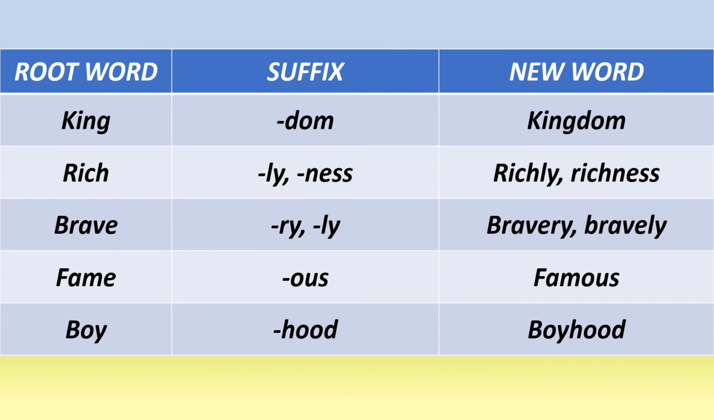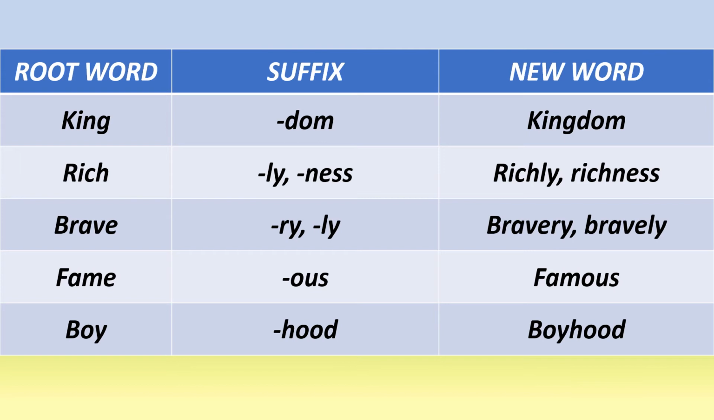Here are your answers. Go through them. We already discussed the first one, king plus dom, kingdom. And come to the second one, rich. We are able to add both suffixes. We can add ly and we can add ness. By adding these two suffixes, we can get two different new words. One is richly and the second one is richness.